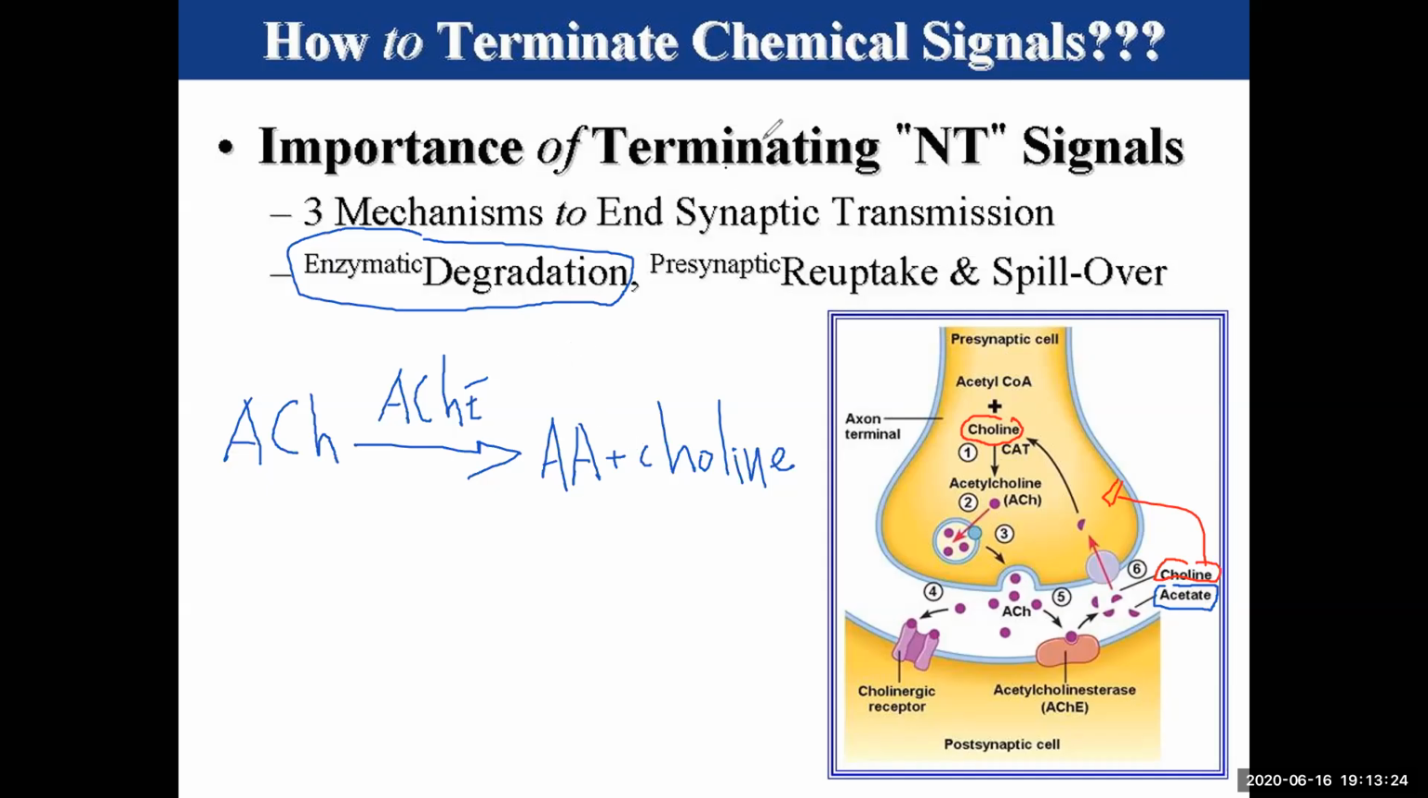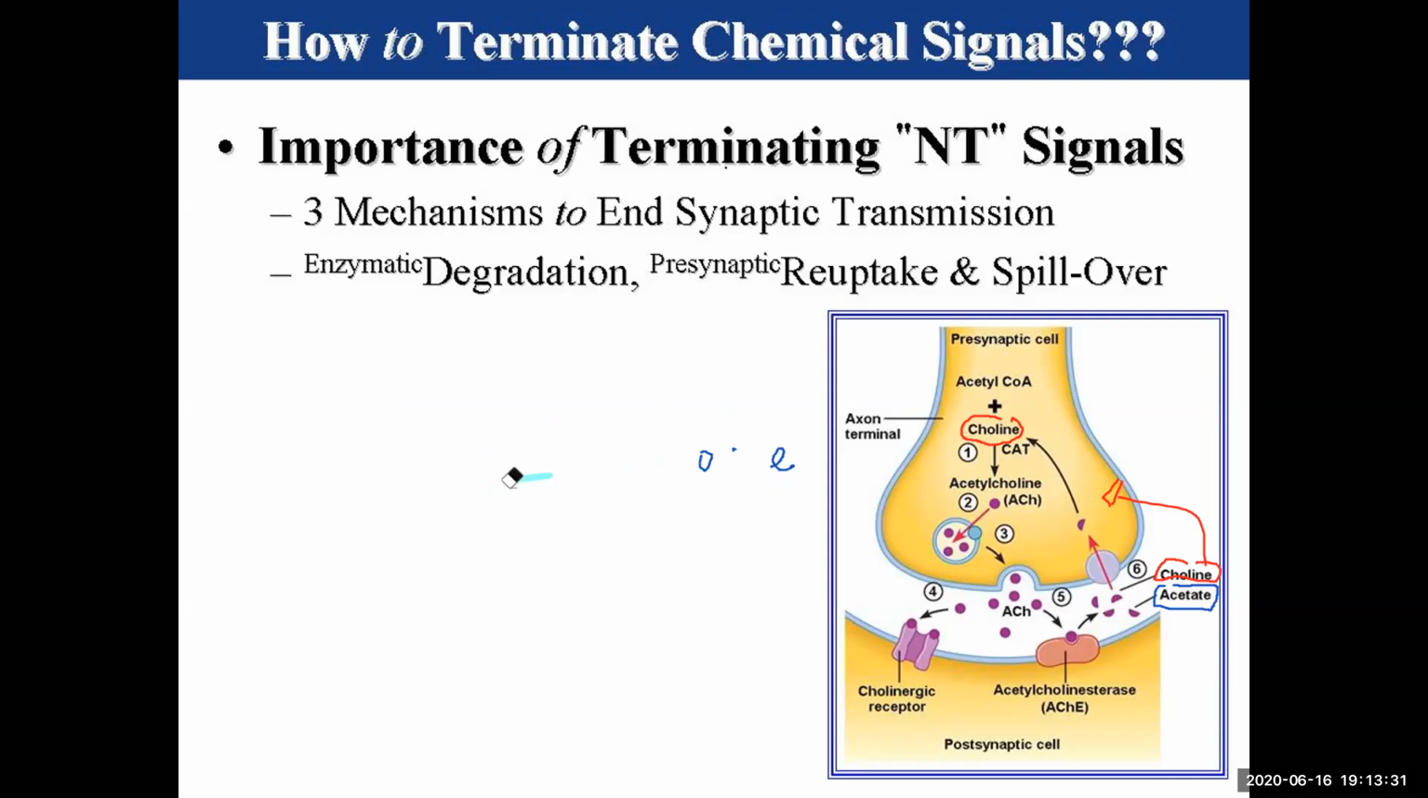Another mechanism is that the neurotransmitter is recycled by the presynaptic neuron that releases it. We call that presynaptic reuptake. The neurotransmitter is picked up by the axon terminal of the presynaptic neuron. For example, serotonin. Presynaptic reuptake happens in the case where the neurotransmitter involved is serotonin.